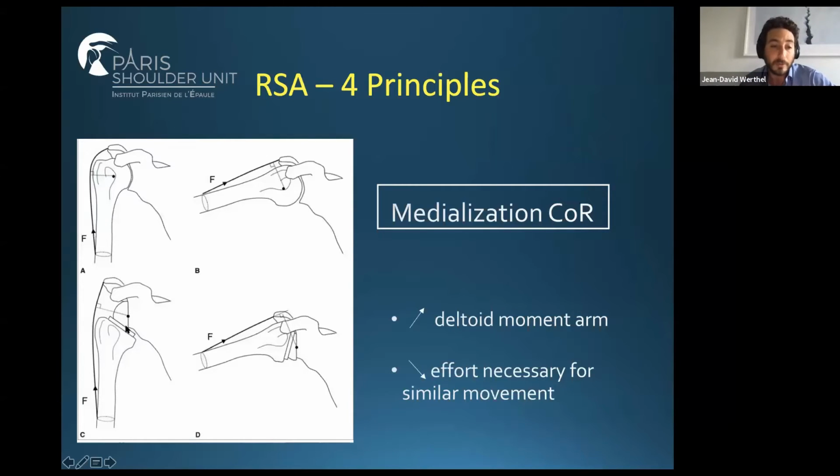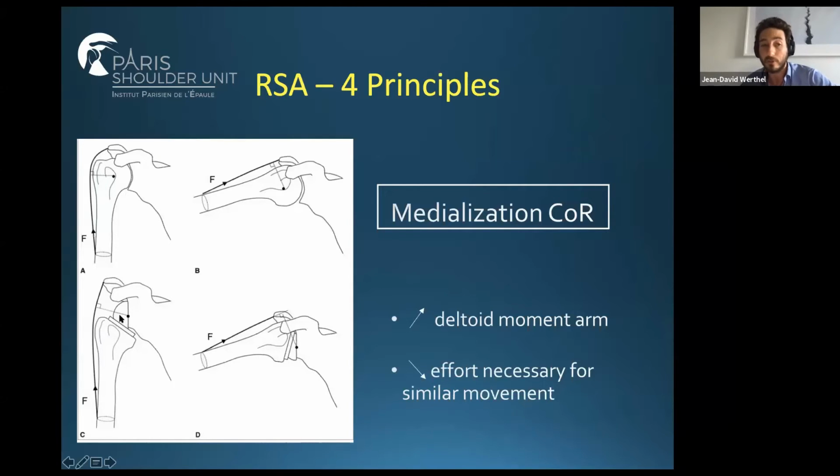And you can see on graph C that the center of rotation has been modified. How do you modify that center of rotation? By modifying the shape of the shoulder. Instead of being a ball on the humeral side and a cup on the glenoid side, it's the opposite. You have a ball on the glenoid side and a cup on the humeral side, and that makes the center of rotation much more medialized.